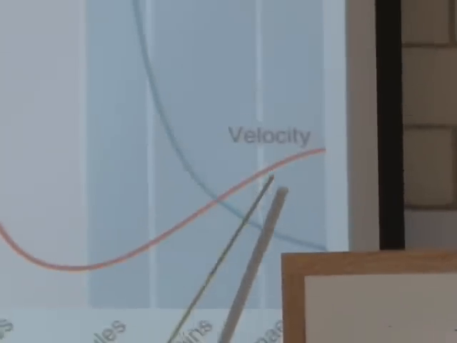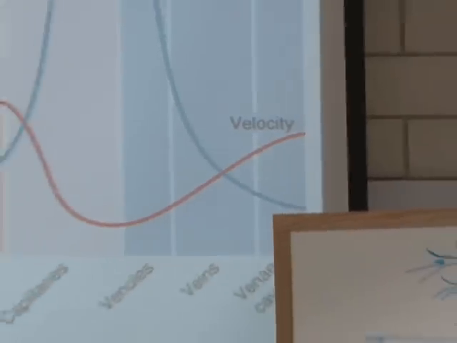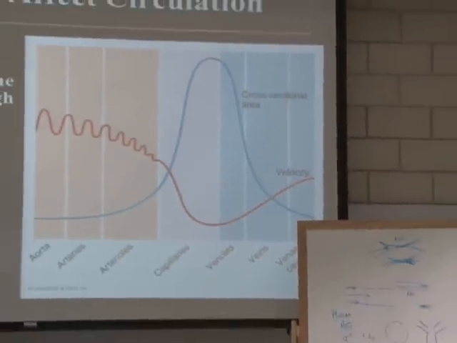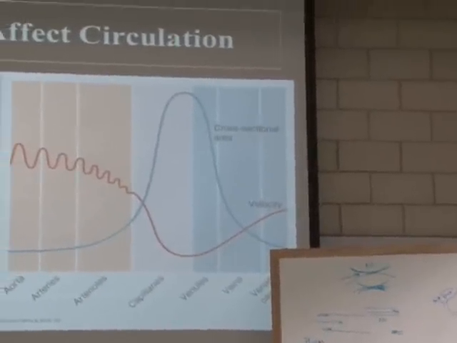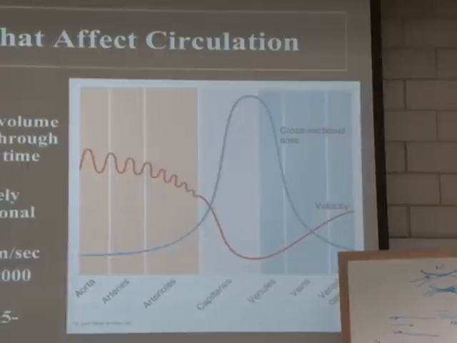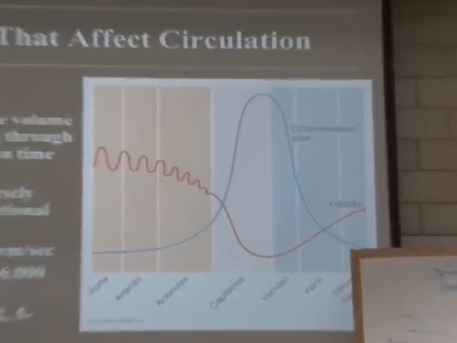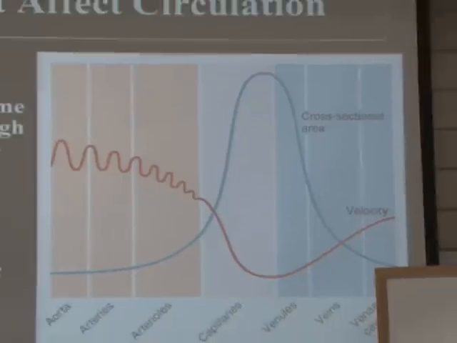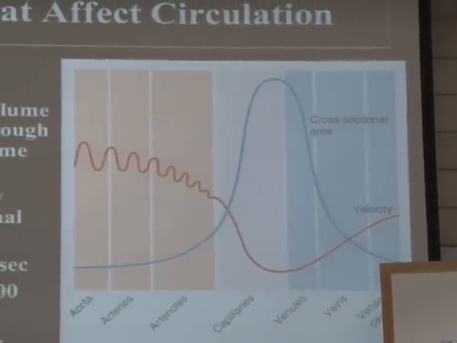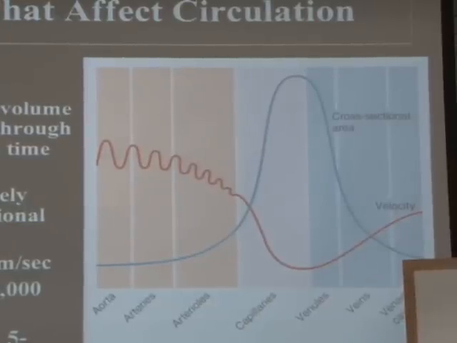And as cross-sectional area decreases, velocity of blood flow increases. So what we have is a really cool pattern where closest to our heart, we have the greatest velocity on the arterial side. And as we go away from our heart toward our extremities, velocity drops. In capillary beds, we reach the low point in our velocity. And then we start decreasing cross-sectional area, and velocity begins to increase.